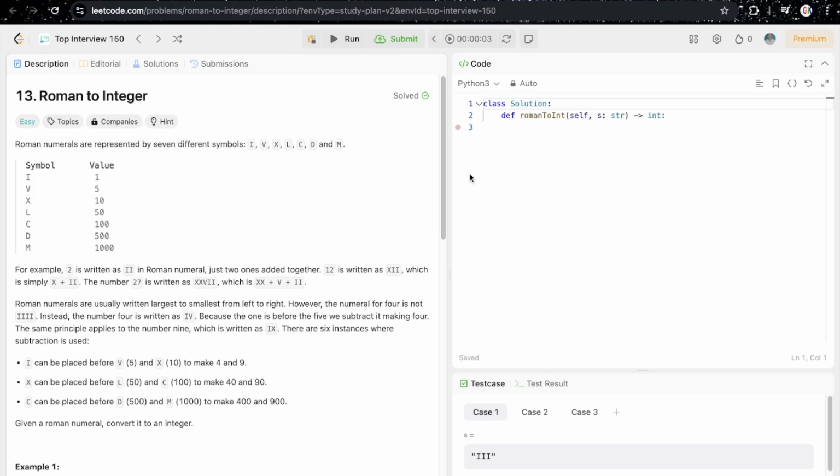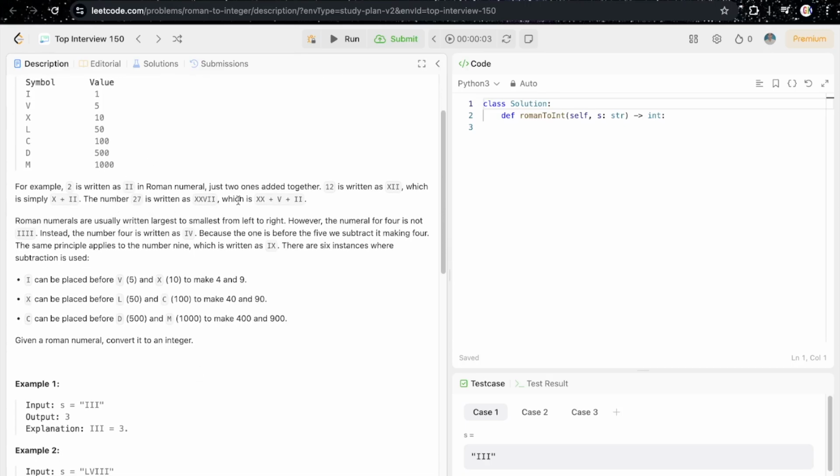In the same way, 12 is X double I, 10 plus 2, and 27 is 20 plus 5 plus 2: double X, V, and double I. So this is 27. Roman numerals are usually written largest to smallest from left to right. So in 27, the left side is largest and the right side is the smallest. However, the numeral for 4 is not 4 times I.